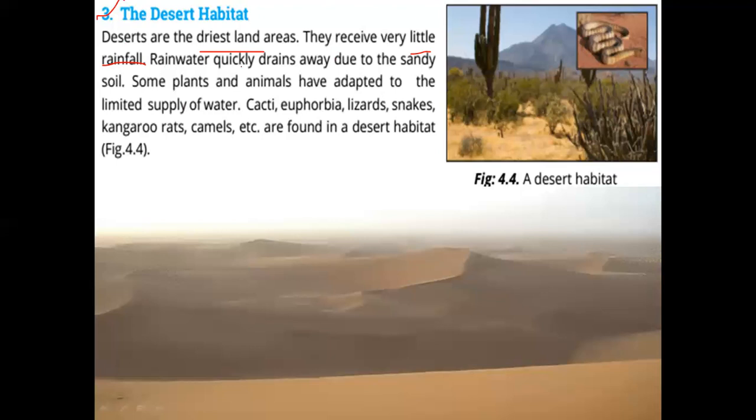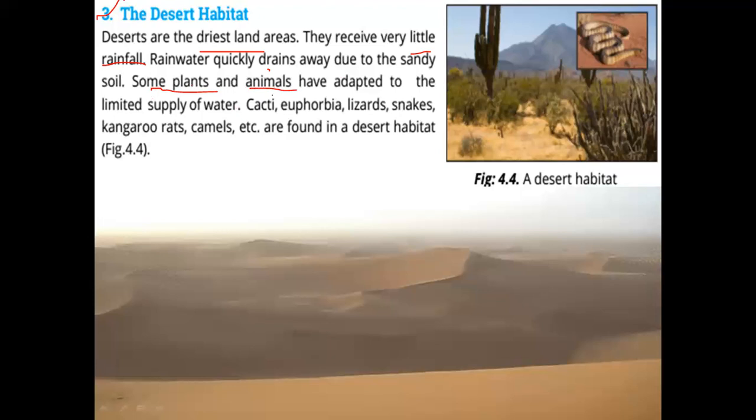So the rainwater quickly drains away due to the sandy soil. Rainwater just absorbs quickly into the sand, and hardly any water is collected even if there is much rainfall. If soil is present, water is collected over there, so animals feed on that water. Otherwise, there is very little water, and few plants and animals are present in that area.